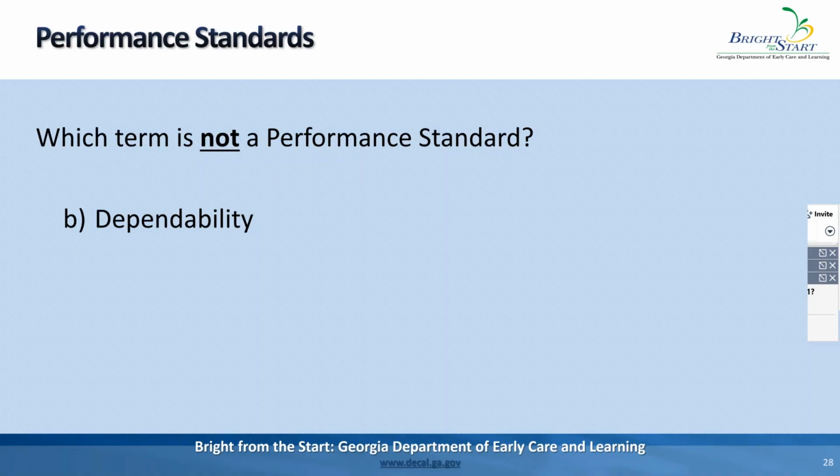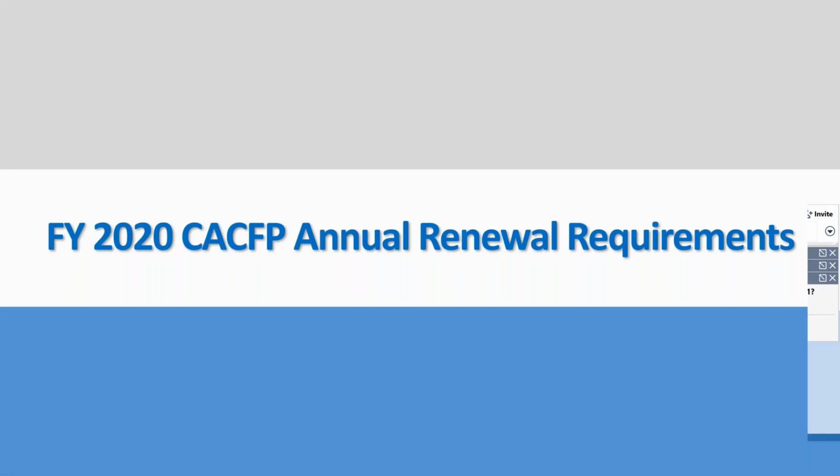Okay, fiscal year 2020 annual renewal requirements. All participating institutions are required to complete annual renewal requirements in order to continue participation in the CACFP. Each annual renewal requirement is outlined later in this presentation. Failure to complete the annual requirements by the specific deadline date will impact continued participation in the CACFP, which includes submission of monthly claims for reimbursement.